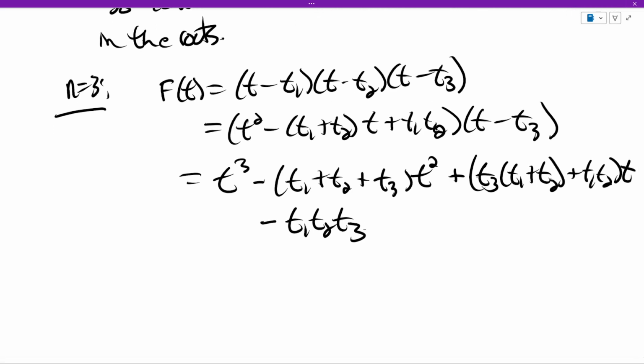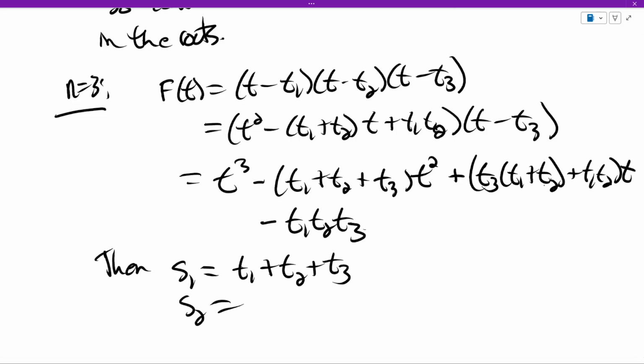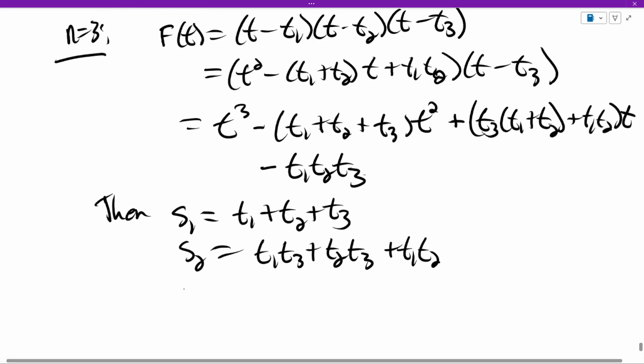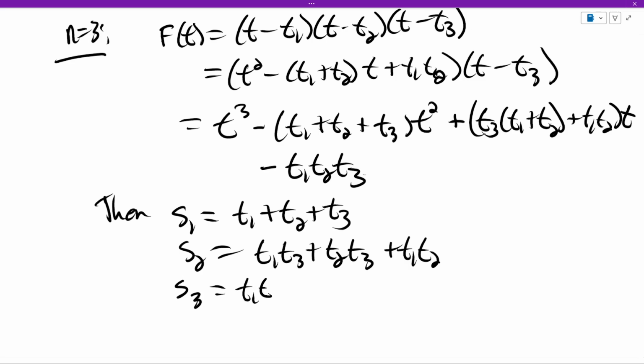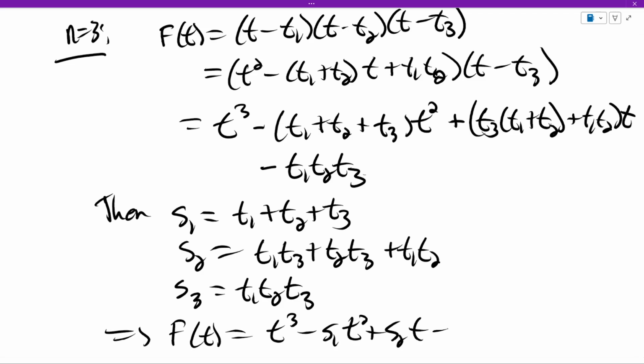So let's look at those coefficients here. I'm going to set S1 to be the negative of the quadratic coefficient. S2 is going to be t1 t3 plus t2 t3, if we multiply that t3 in, plus t1 t2. And then S3 is going to be t1 t2 t3. I'm going to ignore the negative. So then f, of course, we can just rewrite as t cubed minus S1 t squared plus S2 t minus S3.